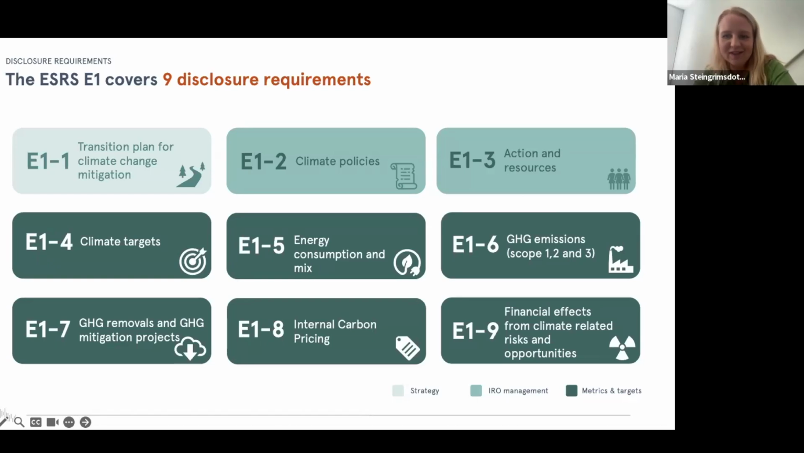These are climate targets, energy consumption and mix, greenhouse gas emissions, greenhouse gas removals and greenhouse gas mitigation projects, internal carbon pricing, and the last 2 I mentioned here, so E17 and E18, are not something that is required for companies to do by the ESRS, but if you have either greenhouse gas removals or greenhouse gas mitigation projects or an internal carbon pricing scheme, you need to report on it according to the ESRS. And then the last disclosure requirement is financial effects from risks and opportunities.